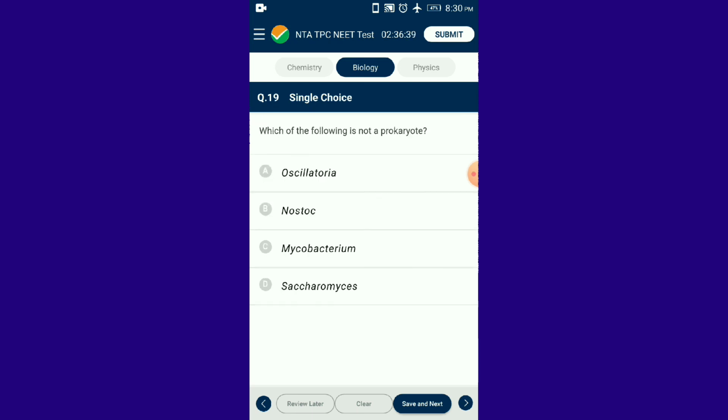Question number 19. Which of the following is not a prokaryote? Prokaryotic cells are single-celled microorganisms. These organisms are known to have evolved earlier than any other on Earth. Prokaryote organisms include bacteria and archaebacteria. The photosynthetic prokaryotes perform photosynthesis, which includes cyanobacteria. Except Saccharomyces, the remaining are all prokaryotes. The answer for this question is option D, Saccharomyces. Yeast.